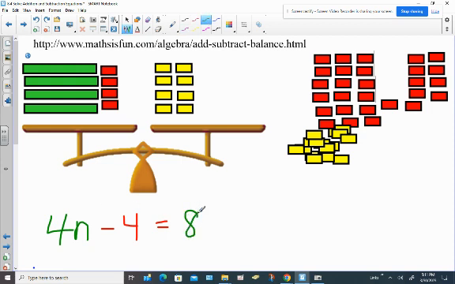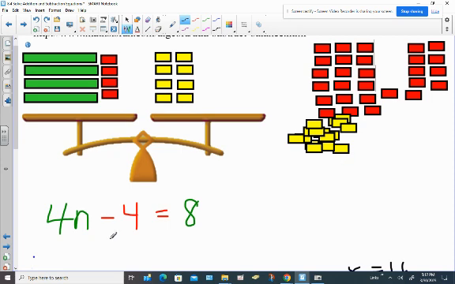All right, now we want to try to get the variable isolated on either the left pan or the right pan. So right now it's on the left pan, so we have to ask ourselves, what do we have to do to get rid of this? And the answer is we have to apply the opposite. So the opposite of that would be to add 4. And whatever we do to the left, we have to do to the right.